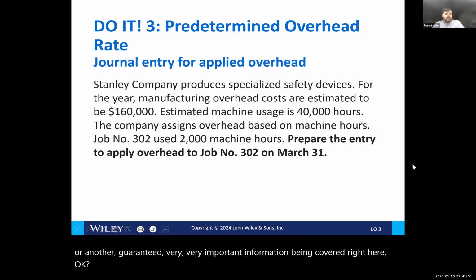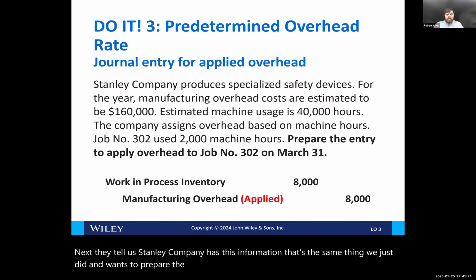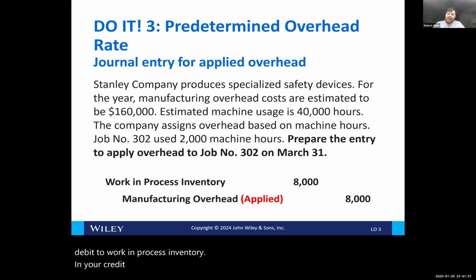Next. They tell us Stanley Company has this information. This is the same thing we just did. They want us to prepare the entry to apply the overhead. And so once again, they'll debit work in process inventory, and credit manufacturing overhead applied. And so in this case, that's what you see here.